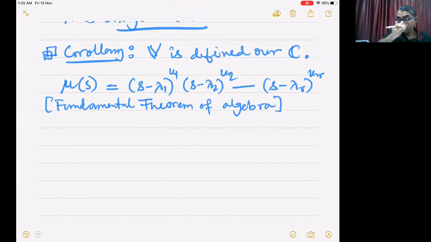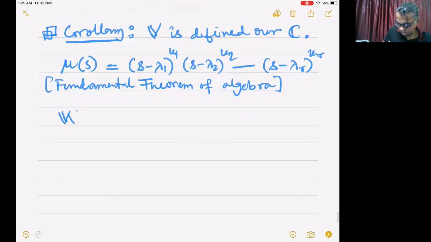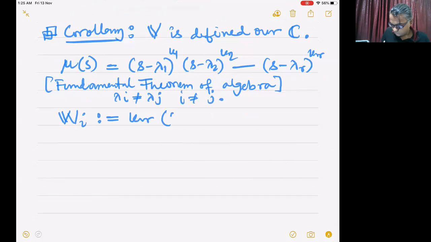So if the polynomial factorizes like this, then I can define my subspaces Wi as the kernel of (A minus lambda i times identity) to the power ki. By the way, these are such that lambda i is not equal to lambda j. This is very important. They have to be distinct. So these are the kernels. These are my A-invariant subspaces. These are the factors. These are the coprime factors.